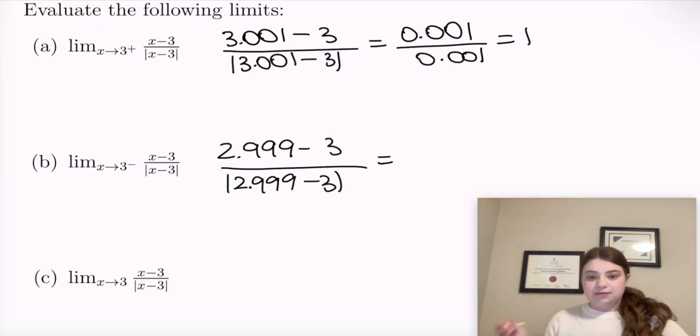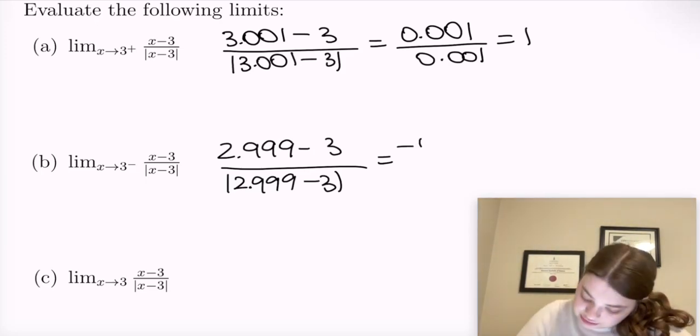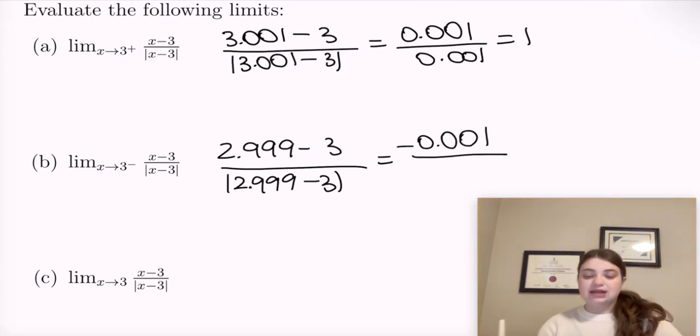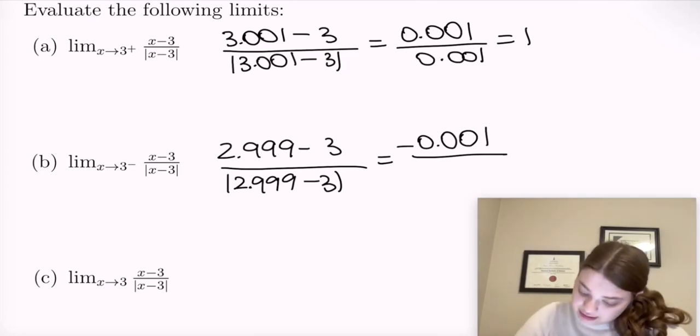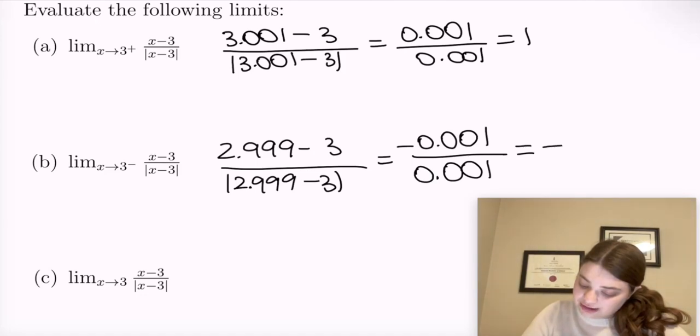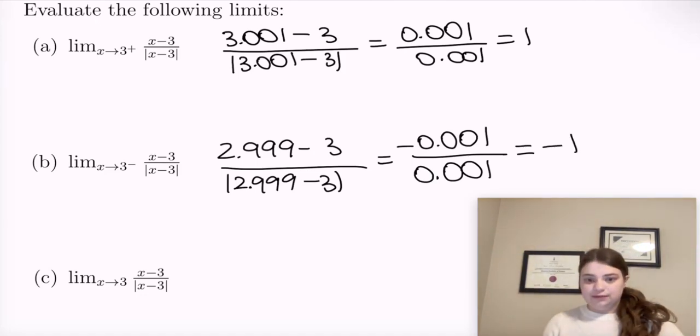Well, 2.999 minus 3, that's going to be negative 0.001. And then over here, we're also going to get negative 0.001. But in absolute value bars, that's going to actually become positive. So we're going to end up with positive 0.001 after applying the absolute value bars. And that's going to give us negative 1.